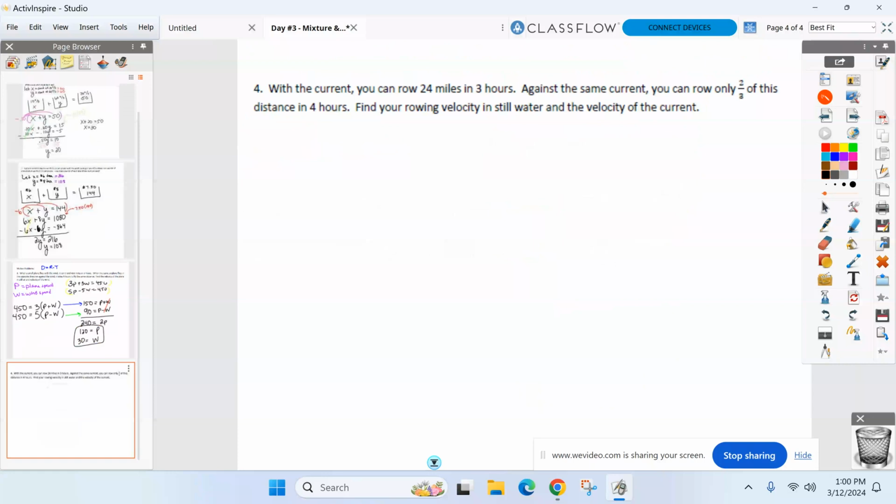So this one is motion, and it says with the current, which means with the water, you can row 24 miles in 3 hours. Against the current, you can only row 2/3 of this distance in 4 hours. Find the rowing speed and the speed of the water. All right, so I'm going to do R for rowing speed. And W for water speed. I don't like to put current speed because that doesn't sound grammatically correct. But please know water is the same as the current.